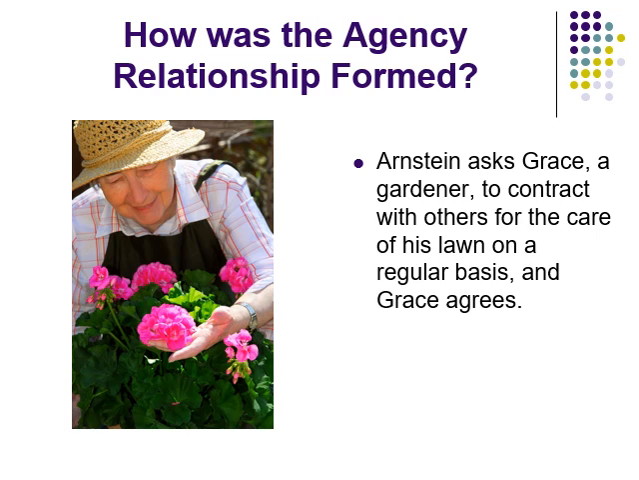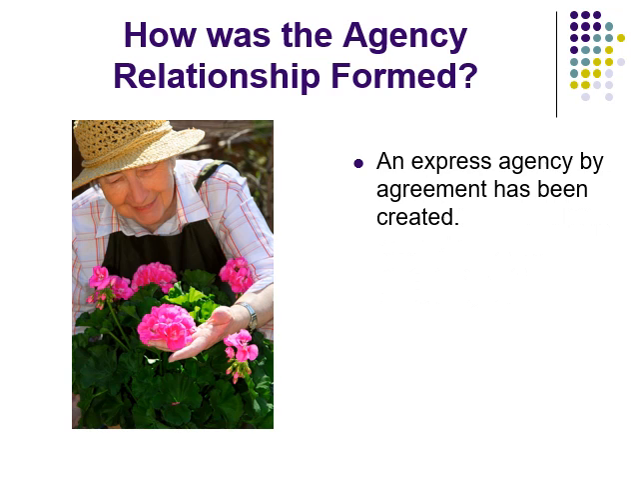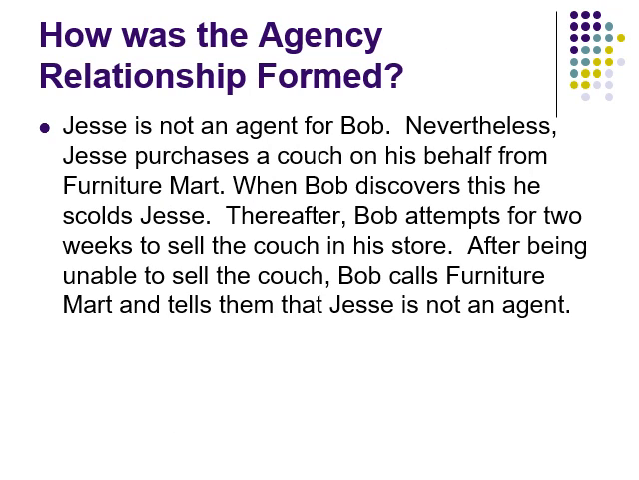This is an example. How was the agency relationship formed? Arnstein asked Grace, a gardener, to contract with others for the care of his lawn on a regular basis, and Grace agrees to act as an agent. This agency relationship was expressly given by the principal, so it was created by an express authorization or express agency relationship.